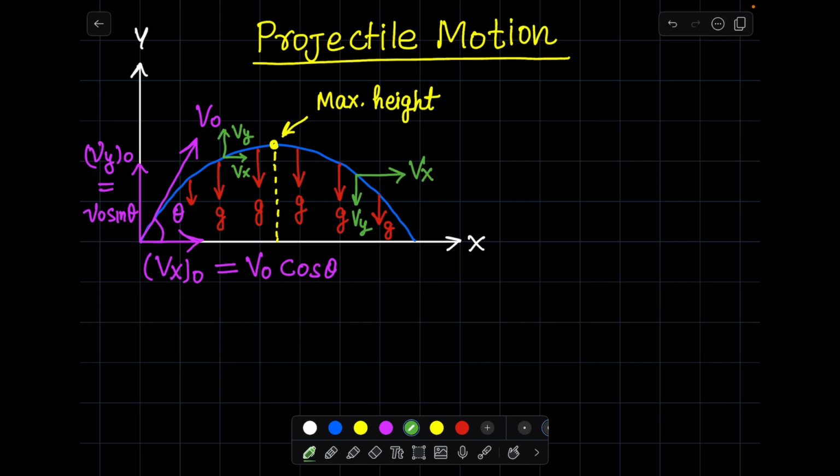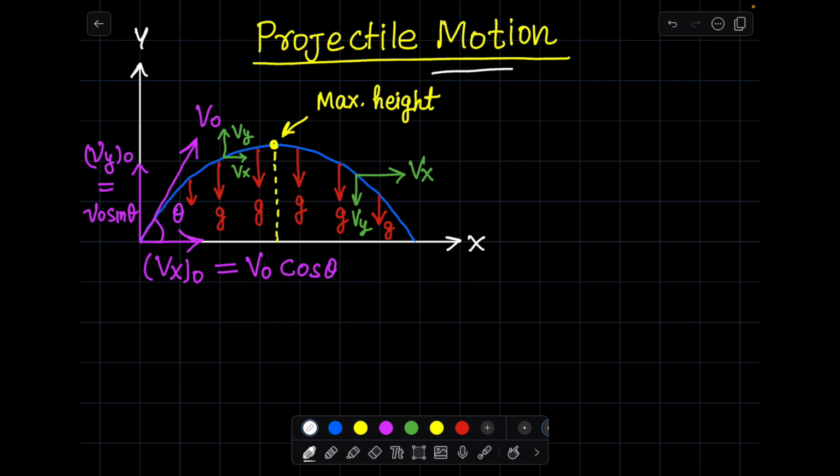Today we are diving into a fundamental concept in physics that is called projectile motion. Whether you are a student preparing for an exam or just curious about the physics behind everyday phenomena, this video will give you a solid understanding of what projectile motion is all about.